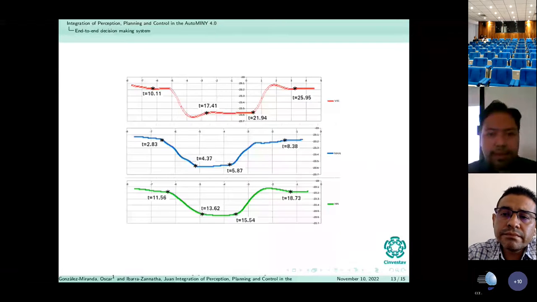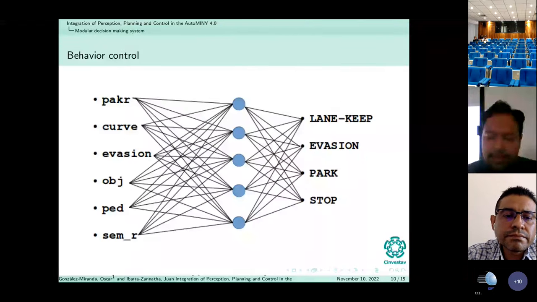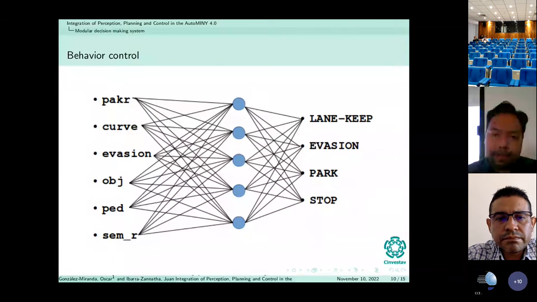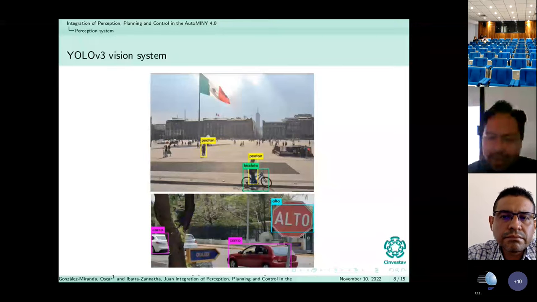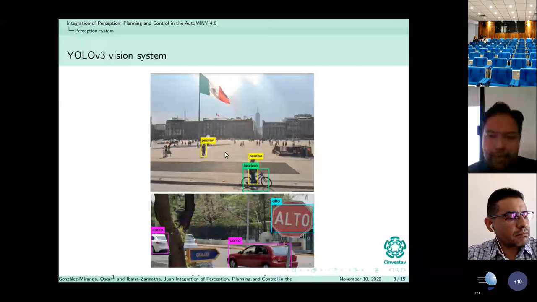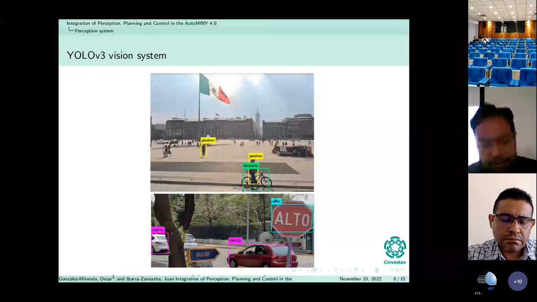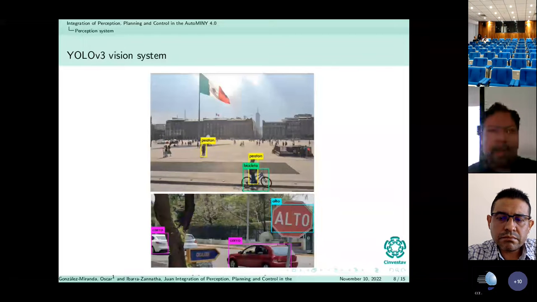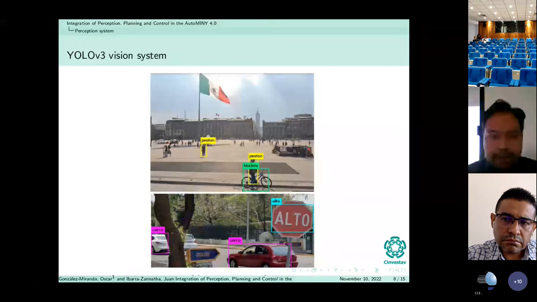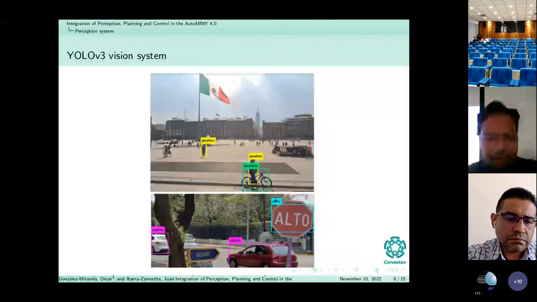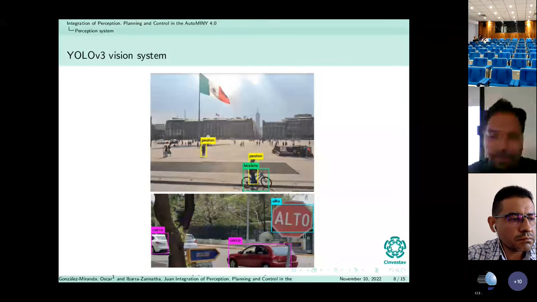Okay, the YOLOv3 architecture appears in the literature, and we use it to train to detect DC objects. So we define what type of objects we can classify, and we build a data set to train it. We have to invest time in it.